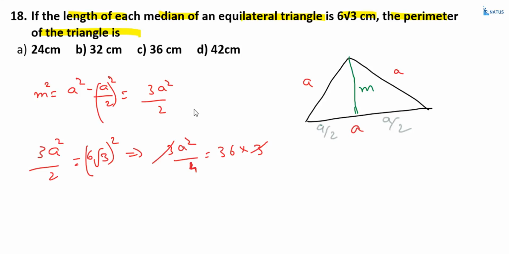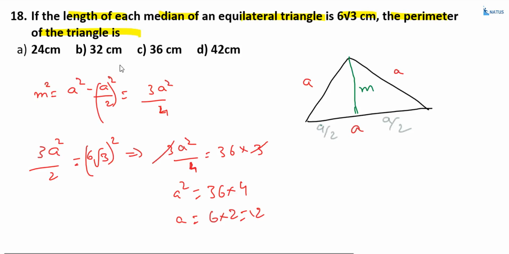A square by 4 is equal to 36. What is A square? 36 into 4. What is A? 6 into 2, that is equal to 12. What we require? Perimeter. Perimeter equal 3A, that is equal to 36 centimeters. Option C is the correct answer.